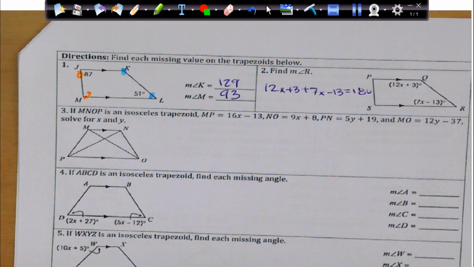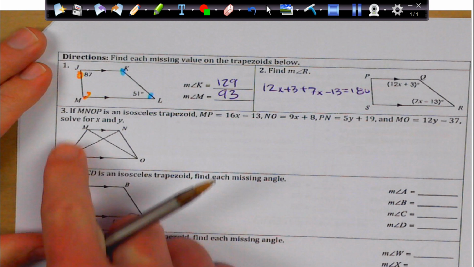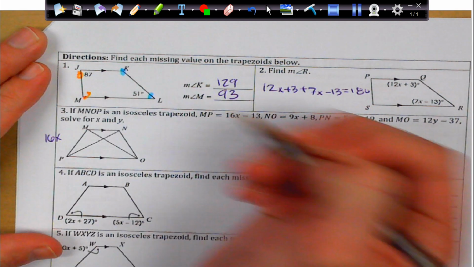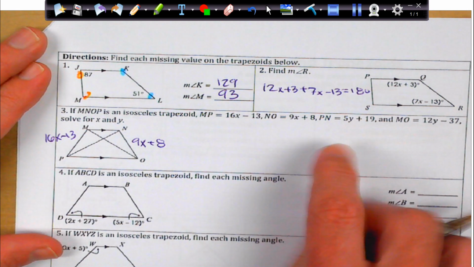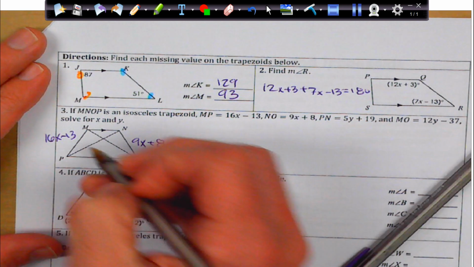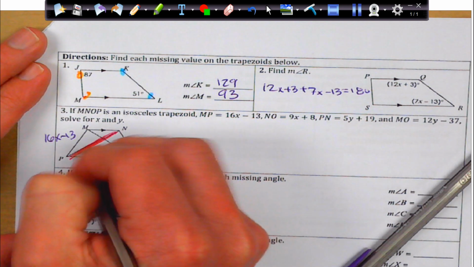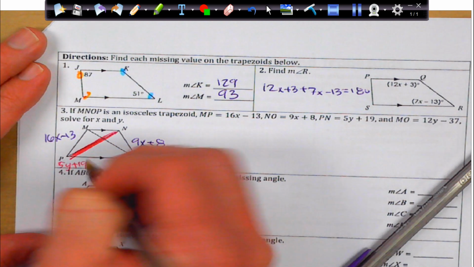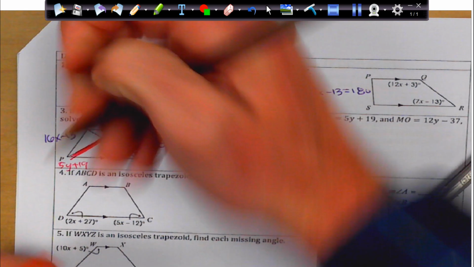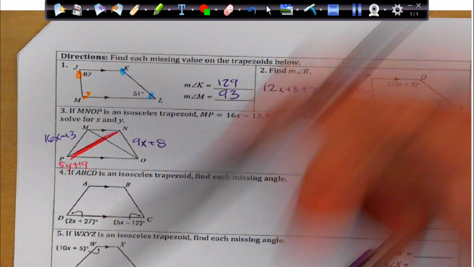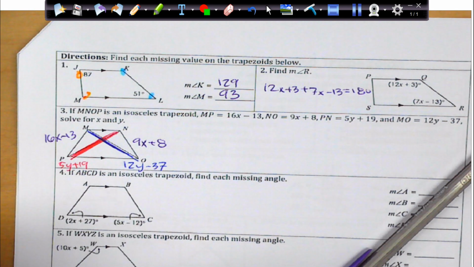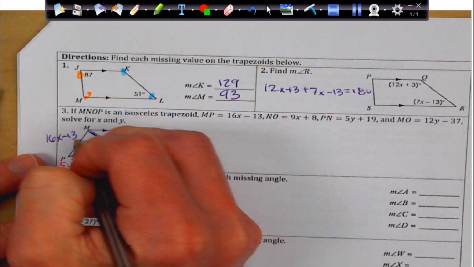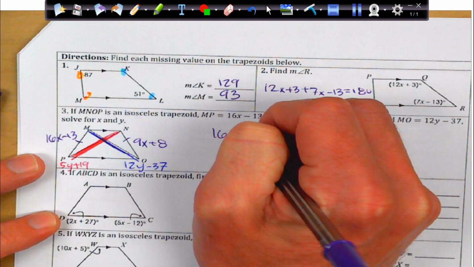Now we get to the isosceles trapezoid. This is one we want to spend more time on. We have MP. MP is this piece right here, 16x minus 13. NO is 9x plus 8. And then we have PN, which is the diagonal here. So I'm just going to go ahead and do this. That's 5y plus 19. And then MO, which is the other diagonal. I'll use blue. That will look different. And that is 12y minus 37. So we want to solve for x and y. And, well, if it's an isosceles, we know these two sides are congruent. And if they're congruent, they should be set equal to each other.